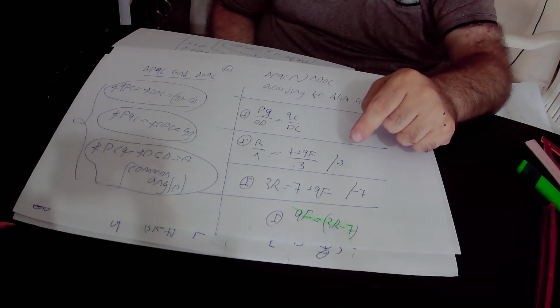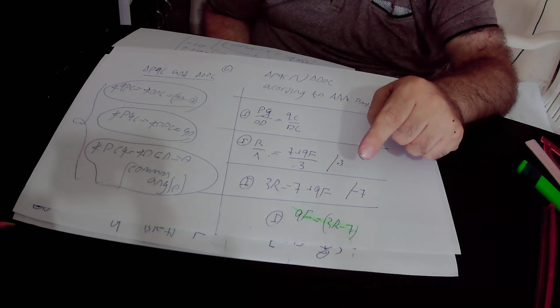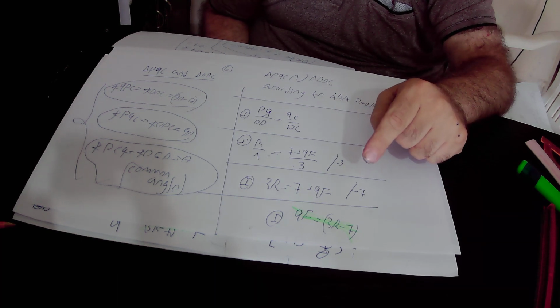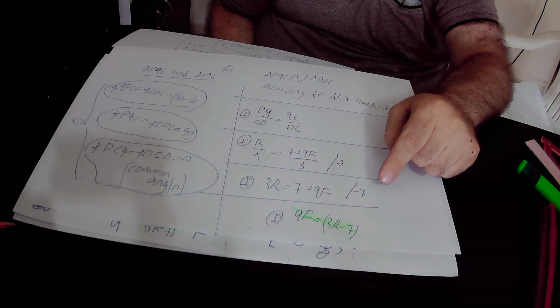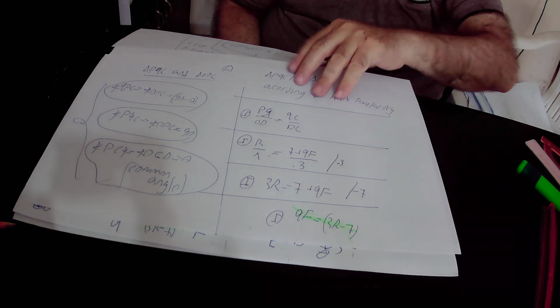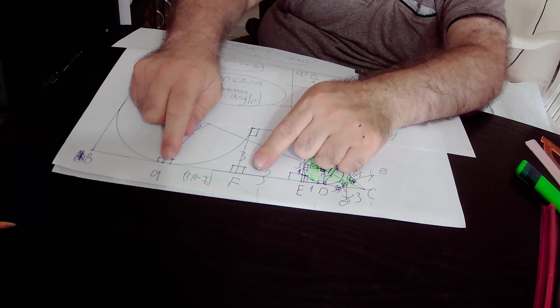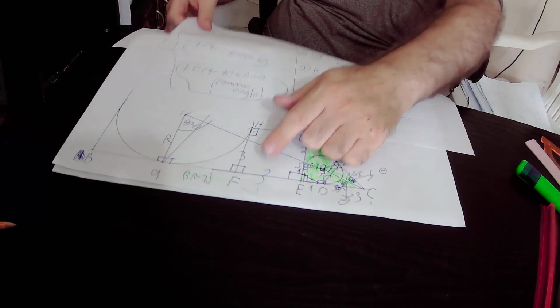Here we multiply this equation by 3, and we found out that 3R equals 7 plus QF. Here we subtracted 7 from this equation number 1, and finally we found out that QF equals 3R minus 7. So we can write down here in the drawing that QF equals 3R minus 7.